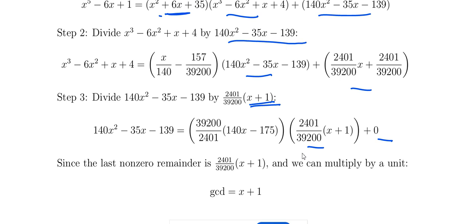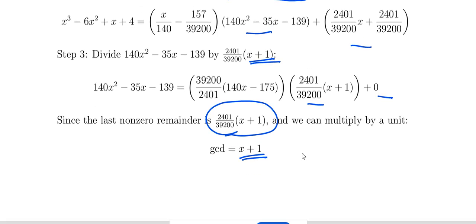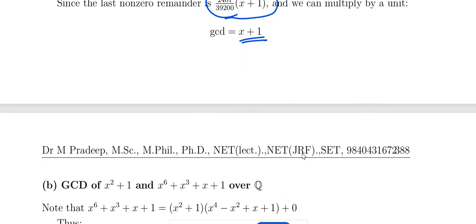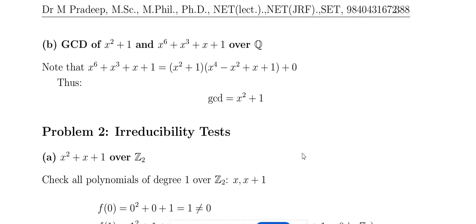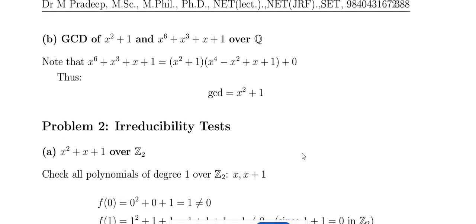Since this is the last non-zero remainder, multiplied with some constant element, we can multiply by a unity, so the GCD is x plus 1. We can leave it: the GCD of this polynomial is x plus 1. I thought it was a little bit difficult, but it is a very simple procedure, already discussed in the 10th standard book.